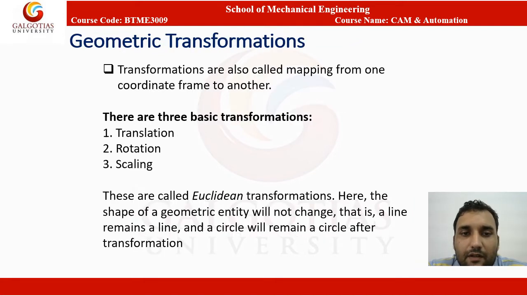Transformation. Transformations are also called mapping from one coordinate frame to another. There are three basic transformations: translation, rotation, and scaling. These are called Euclidean transformations. Here, the shape of a geometric entity does not change. A line remains a line and a circle remains a circle after transformation. So this is called Euclidean transformation.